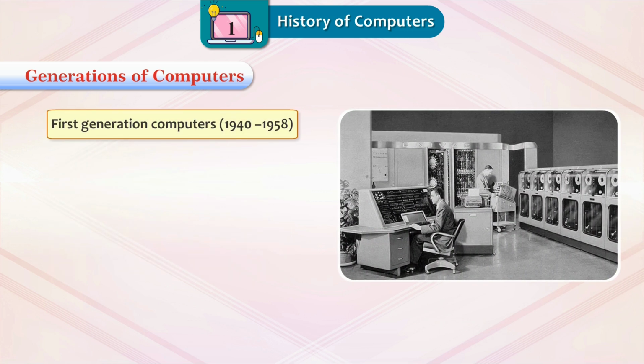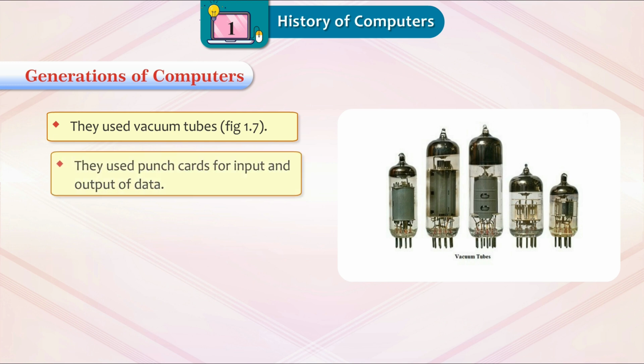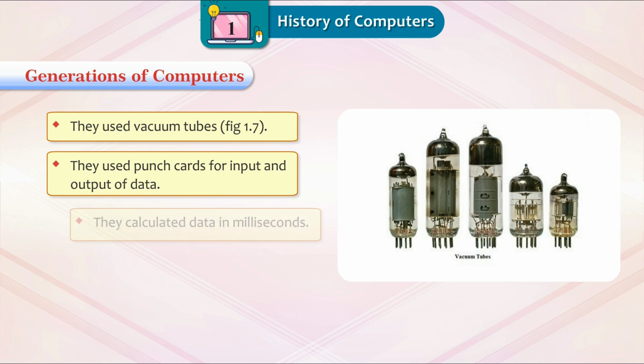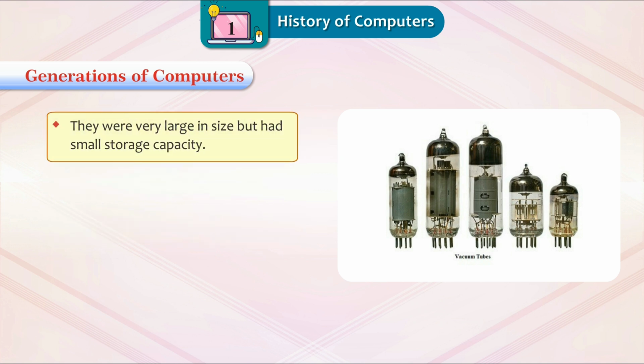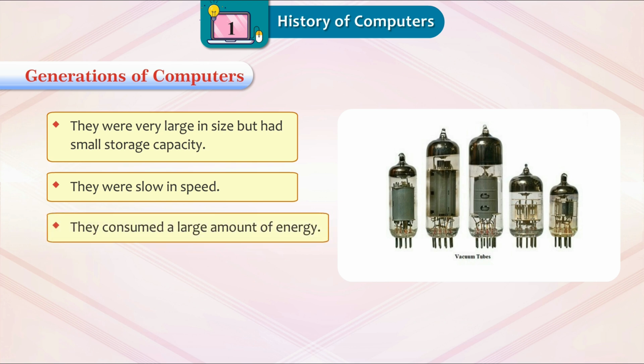First generation computers, 1940 to 1958. They used vacuum tubes, refer to figure 1.7. They used punched cards for input and output of data. They calculated data in milliseconds. They were very large in size but had small storage capacity. They were slow in speed. They consumed a large amount of energy.